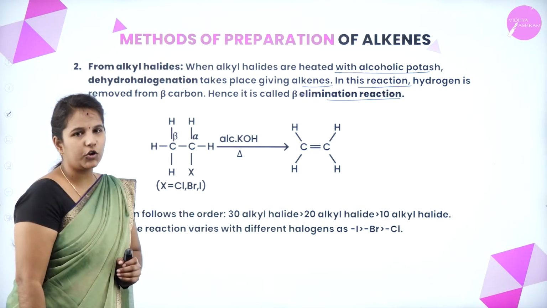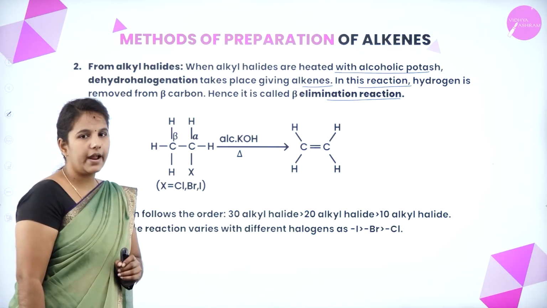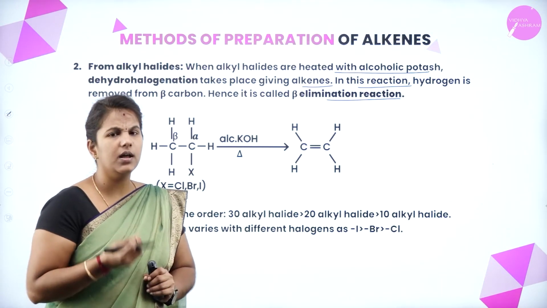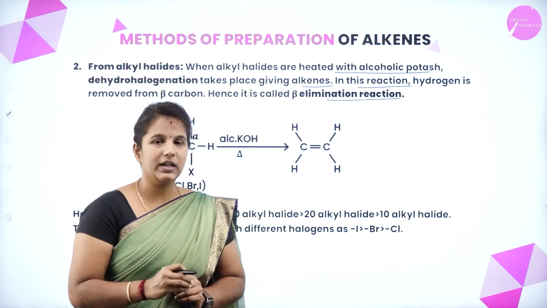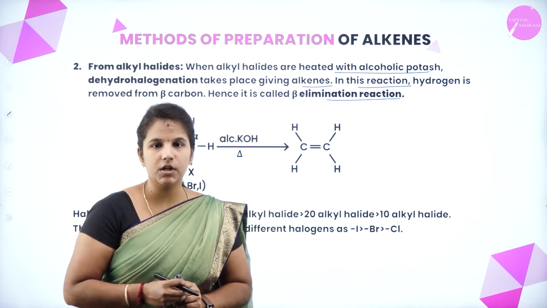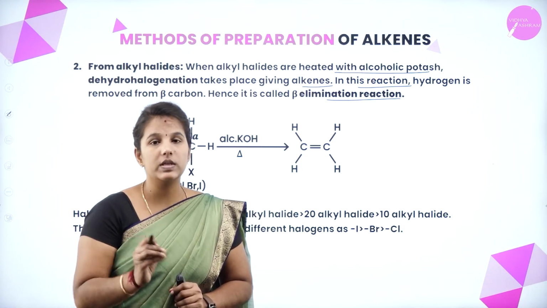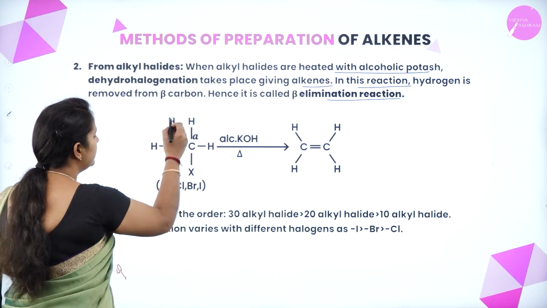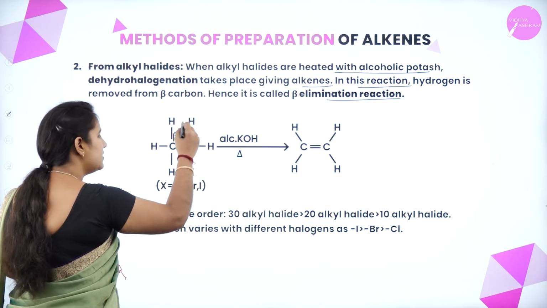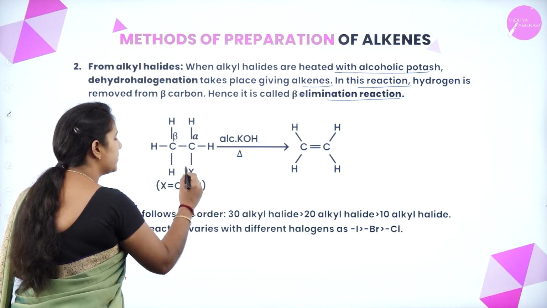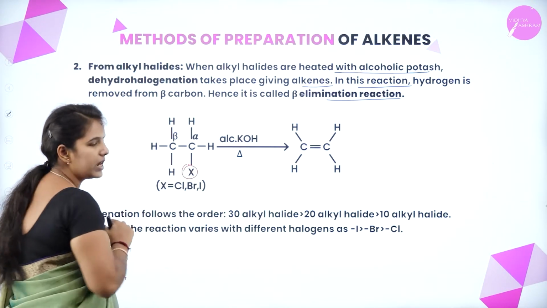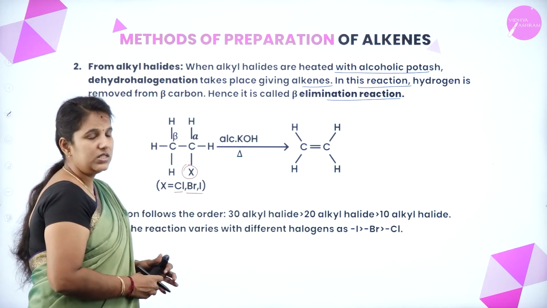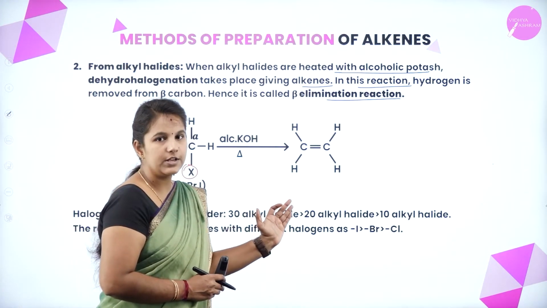So alcoholic potash, in this sense, we know that the potassium hydroxide can be prepared by dissolving in alcohol. If I dissolve the potassium hydroxide in water, then you say it is aqueous potash. If it is dissolved in alcohol, we say it is alcoholic potash. Here I have considered the alkyl halide. This is my one alkyl group and this is my another alkyl group, but one of the hydrogen is replaced with a halogen. Yes, this halogen may be chloro, bromo and iodo.